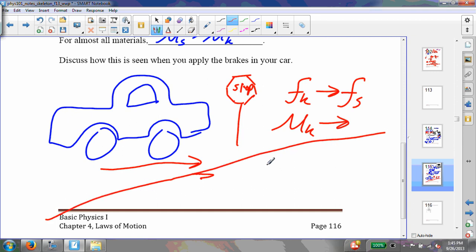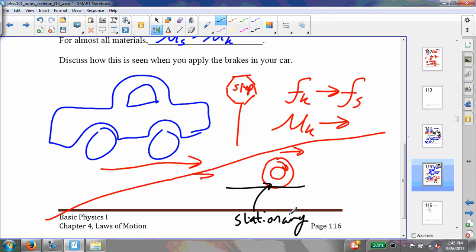When you're braking, now imagine that you have your tire here of your car, and it's moving in this direction. It's rotating around in that direction. The surface of the road and the tire are stationary with respect to one another. So these two surfaces are stationary.